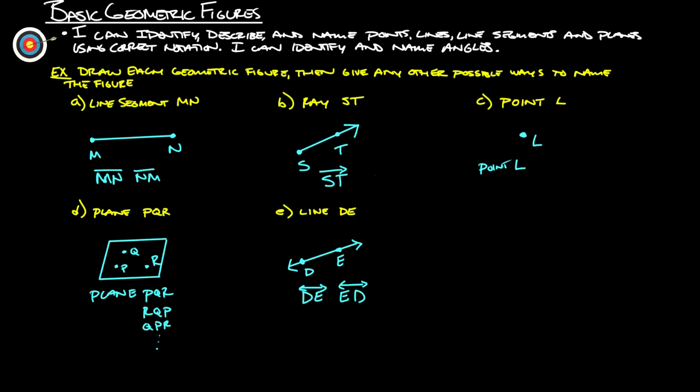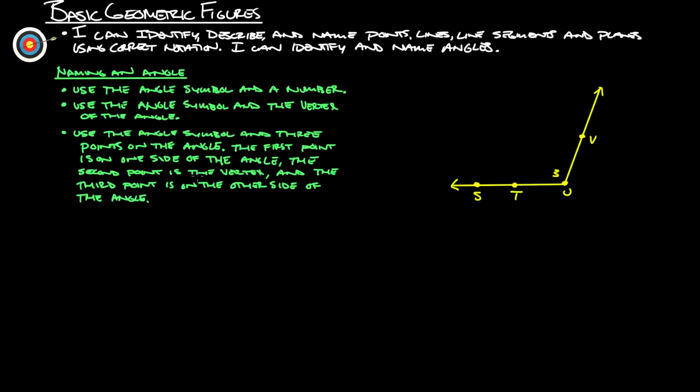All right, one last thing to look at here is naming an angle. We can name an angle by using the angle symbol and a number. In this case, we've got this angle right here, and this is angle 3. So we would write that as angle 3. Okay, that's this one. You can also use the angle symbol and the vertex of the angle. The vertex of the angle right here is U, so we could also call it angle U.